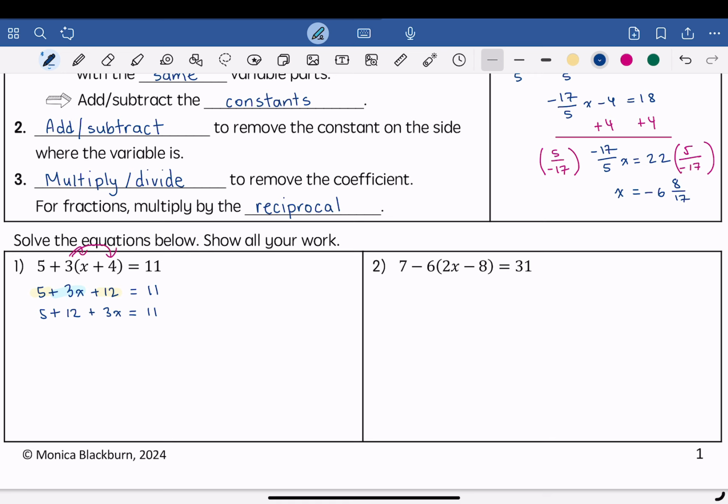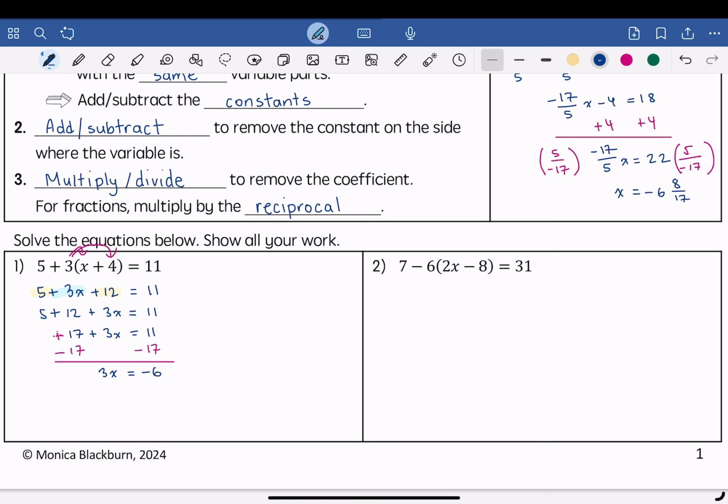Now I'm going to combine my like terms. The 5 and the 12 are constants, so that is equal to 17 plus 3x, which is equal to 11. So now I have a constant on the left side. I'm going to eliminate it because I want to remove the constant on the side of where the term with the variable is. So I'm going to subtract, because the opposite operation of the imaginary positive here would be subtract 17. What I do to one side, I will do to the other side, which will lead to 3x is equal to 11 minus 17 is negative 6.